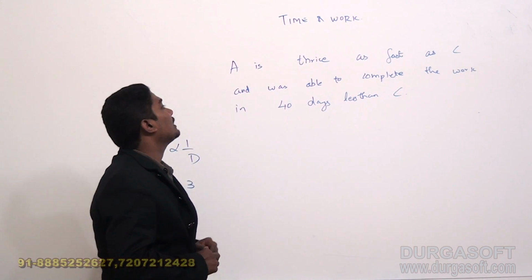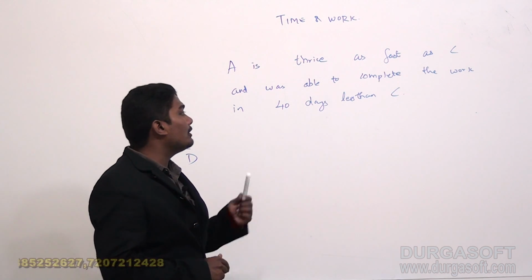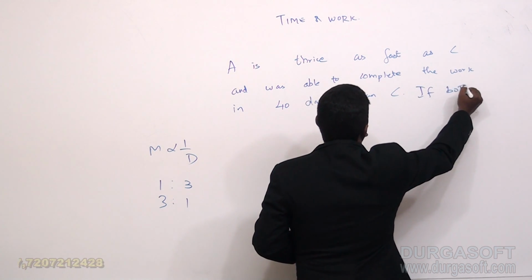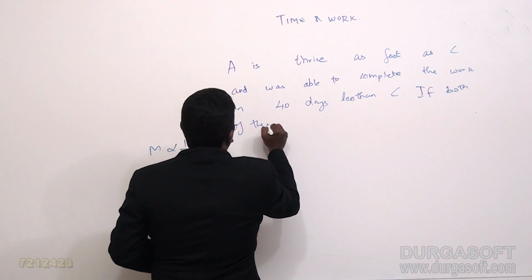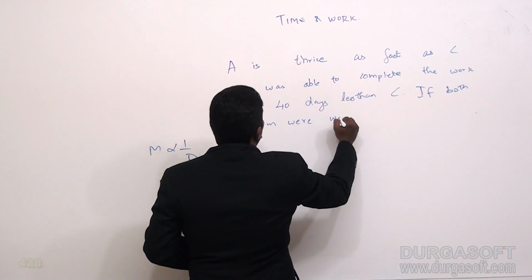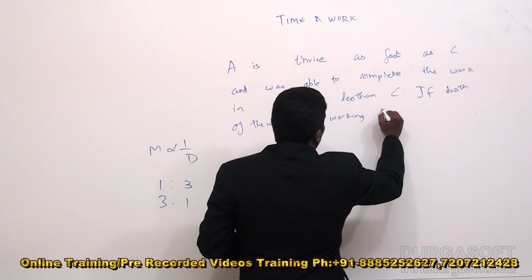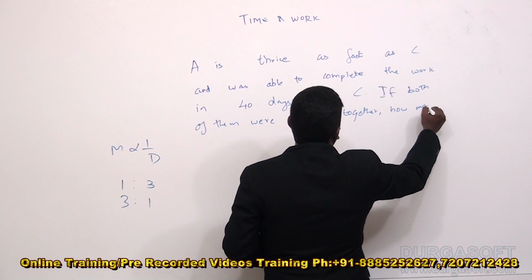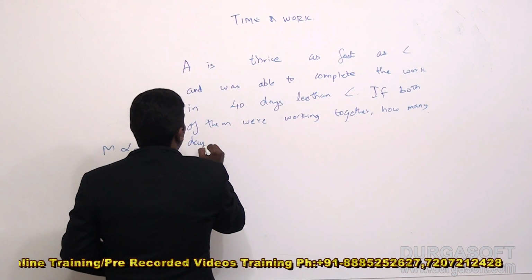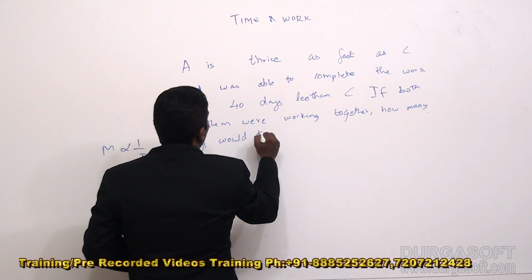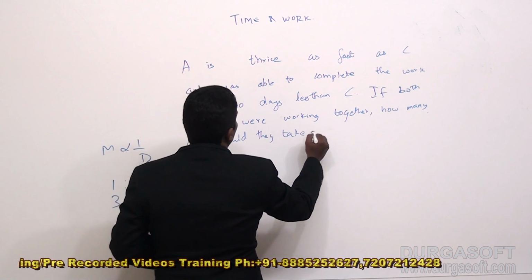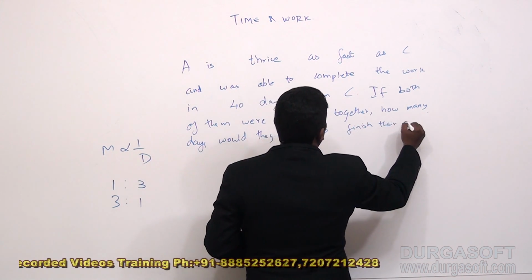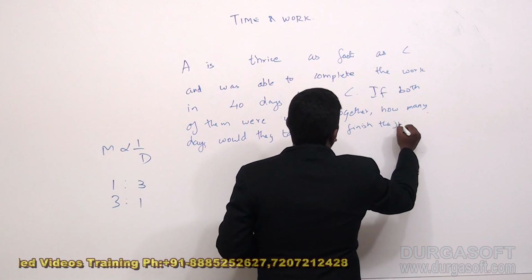So A is thrice as fast as C and was able to complete the work in 40 days less than that of C. If both of them were working together, how many days would they take to finish the work? To finish the job.